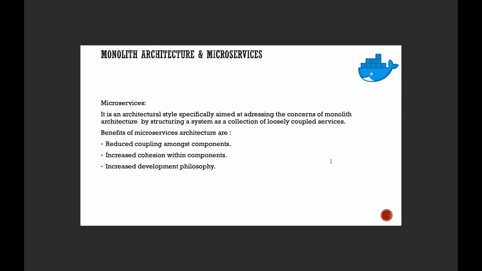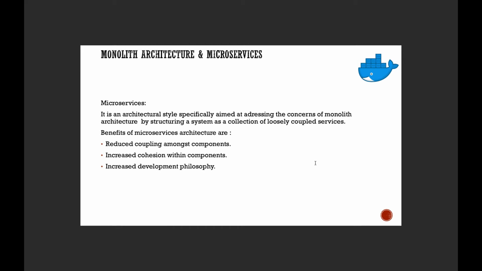Now from this part our microservices come into the picture. So it solves the problem of the monolithic architecture. It is an architectural style specifically aimed at addressing the concerns of monolith architecture by structuring a system as a collection of loosely coupled services. So here all the services are loosely coupled, they are not tightly coupled with each other.